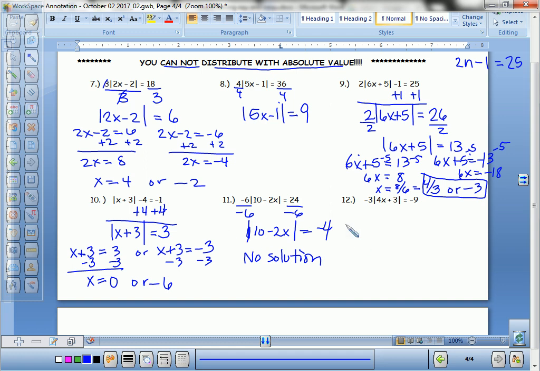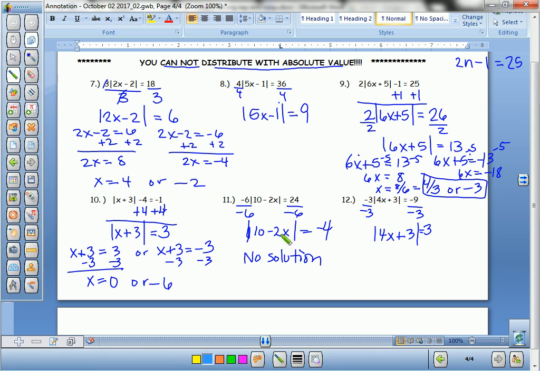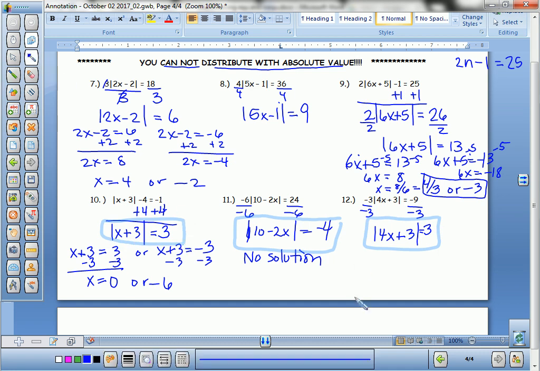Okay, so you can't decide that until you get to this step. Like this one, you see a negative, but don't get jumpy, because when I divide by negative 3, it's not negative anymore. So this one is possible, whereas this one wasn't. So where we evaluate is right here, after we've isolated our absolute value. That's the step in which you evaluate, is it possible?